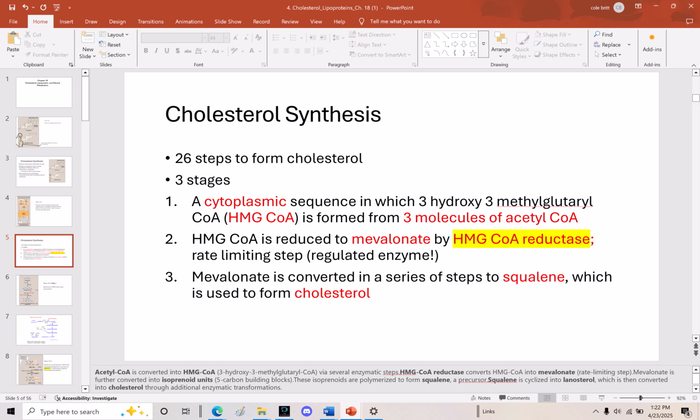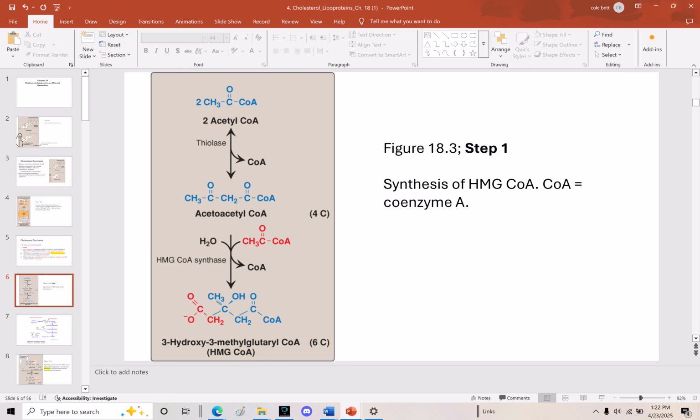And I don't care if you memorize these enzymes. Thiolase, I don't care if you remember that. HMG-CoA synthase, I don't care if you remember that. But I do want you to remember that we start with 3 molecules of acetyl-CoA. We have 2 molecules, 1 molecule, and with those 3 molecules of acetyl-CoA, what do we make? We make HMG-CoA. So we have made HMG-CoA. So here is just a very simple picture that will show you the steps of cholesterol synthesis that I need you to know. And by the way, this takes place in the cytosol.